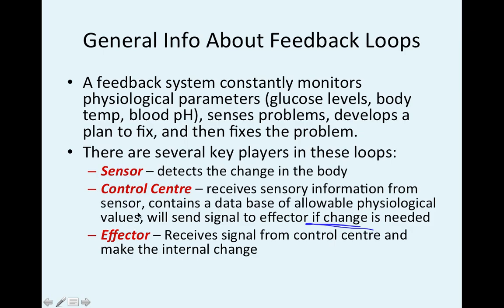Now, there are some circumstances where the sensor and the control center are the same area. It's rare, but it does happen. But oftentimes, the sensor, control center, and the effector are all different parts of the body, and they have to communicate together. We're going to learn about how they communicate using the nervous system.